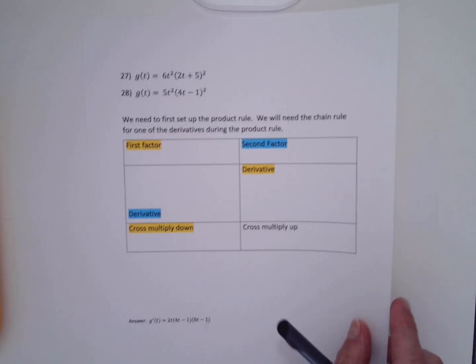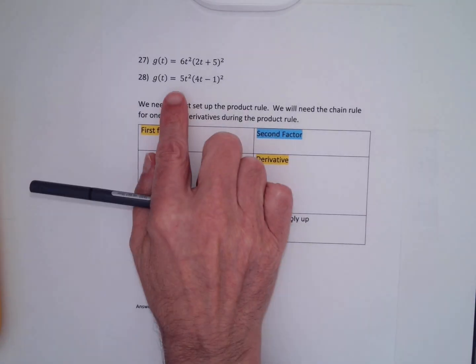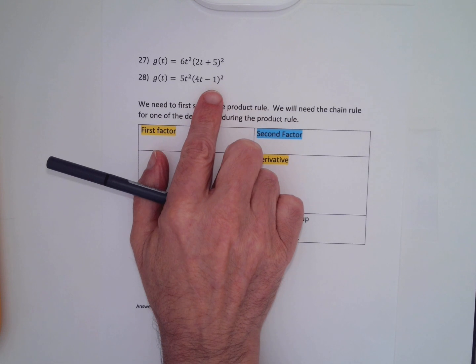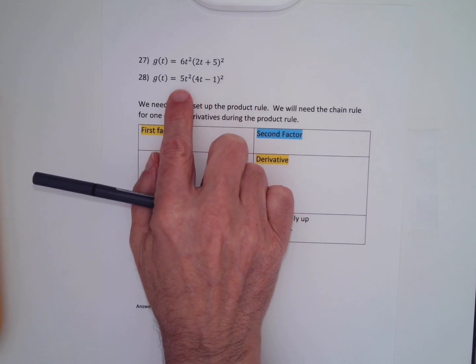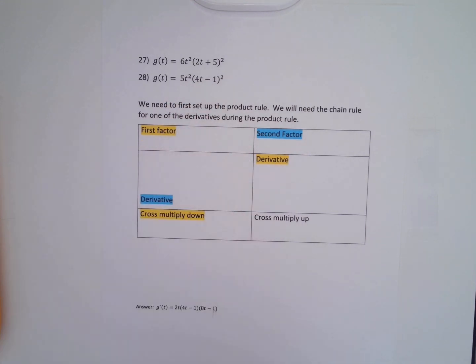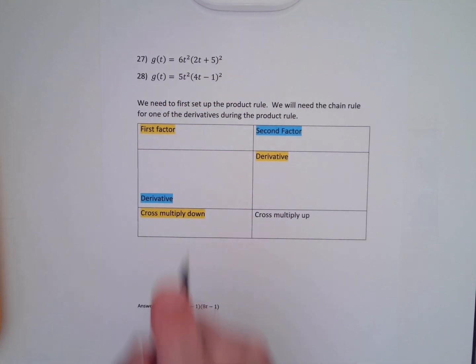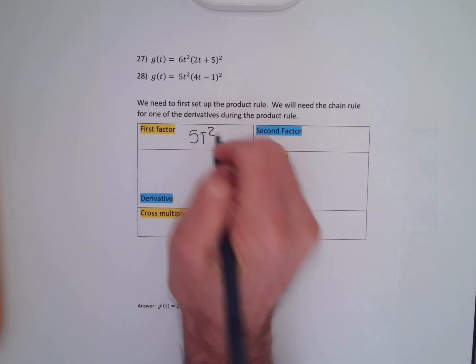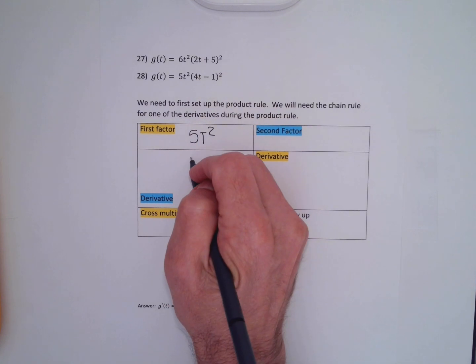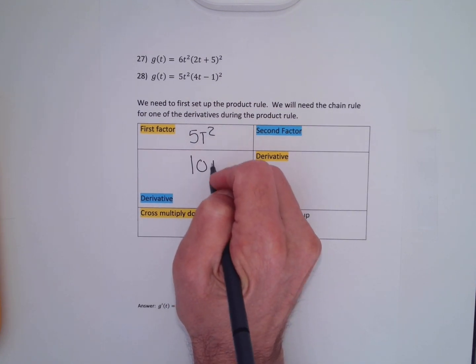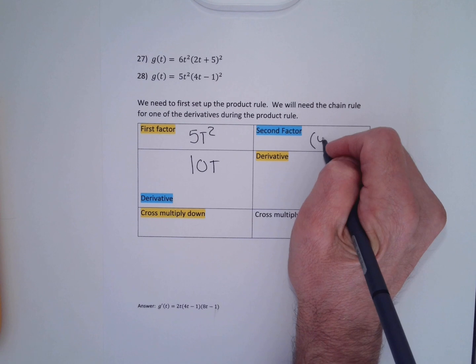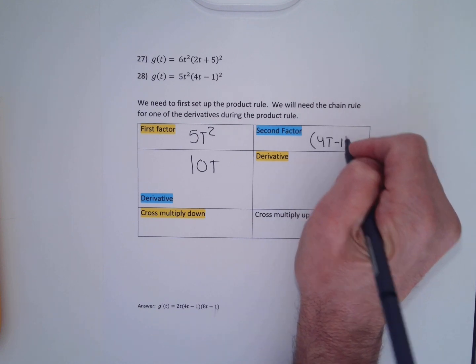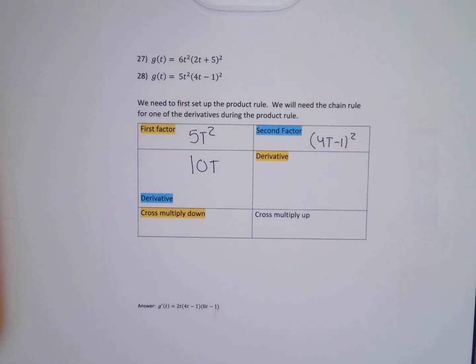I'm going to move on to 28, which is another evilness because it's parentheses with an exponent, so I know I need a chain rule, but I can't go directly into the chain rule because the coefficient has a variable. When the coefficient has a variable, I need to use the product rule. Product rule makes me take the first factor, in this case 5t squared, find its derivative, in this case 10t, and the second factor, in this case 4t minus 1 squared, and find its derivative using the chain rule.